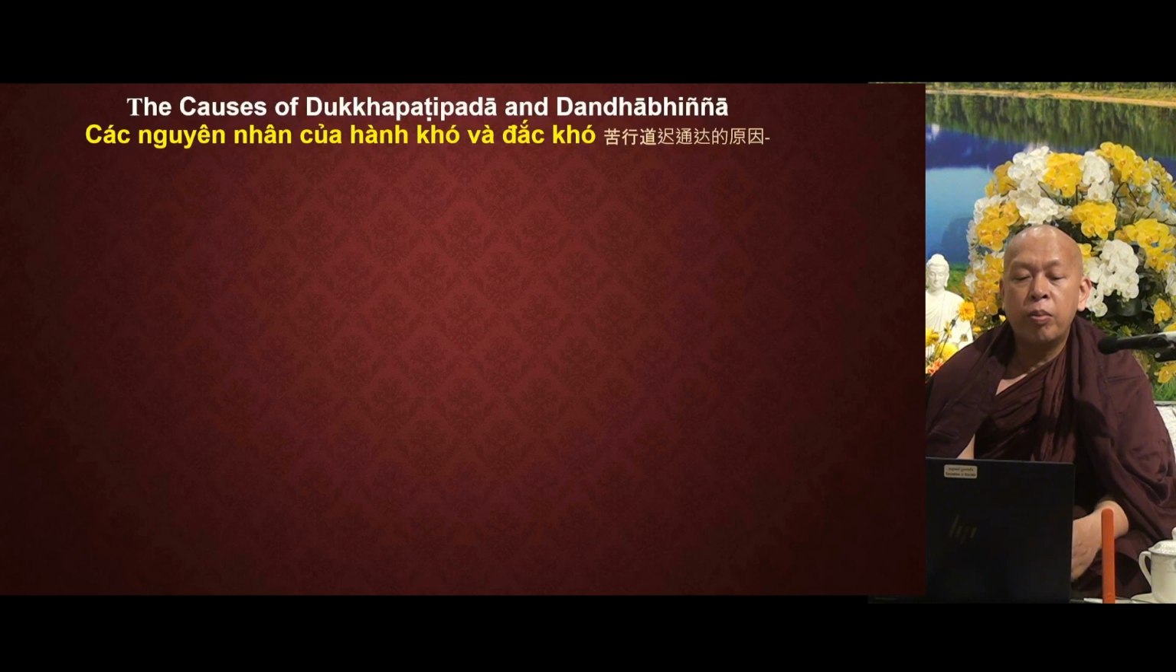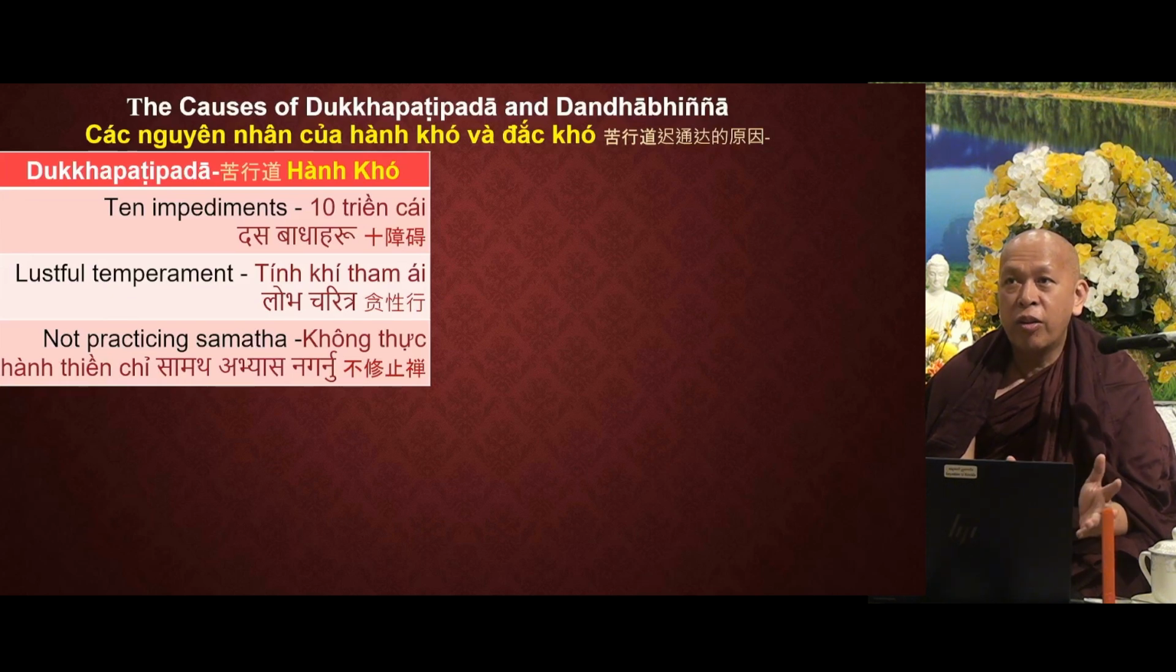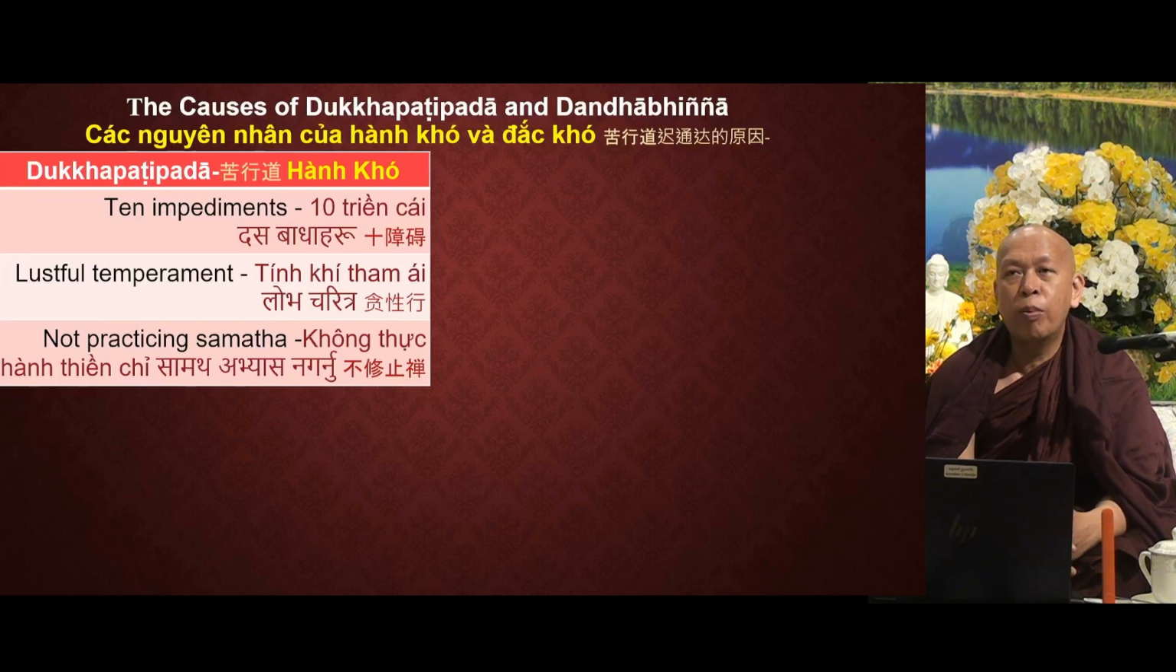So we have to remember dukkha paripada. Dukkha paripada means difficult to practice. That means when we are practicing, we will encounter many difficulties. Why do we have difficulty? Here I mentioned 10 impediments. When we have 10 impediments, we cannot practice well. We may encounter many difficulties. We cannot improve smoothly.